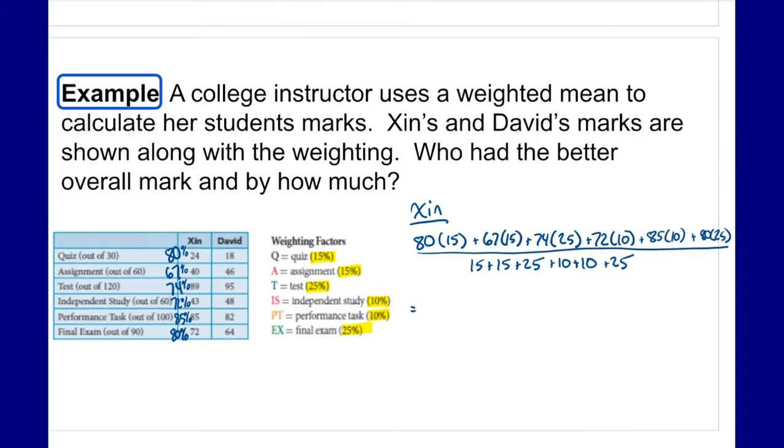So when we add that all up, let's see, 80 times 15 plus 67 times 15 plus 74 times 25 plus 72 times 10 plus 85 times 10 plus 80 times 25. We get 7,625. The bottom works out to 100. So this works out to 76.25%. So Jin has an overall mark of 76.25.